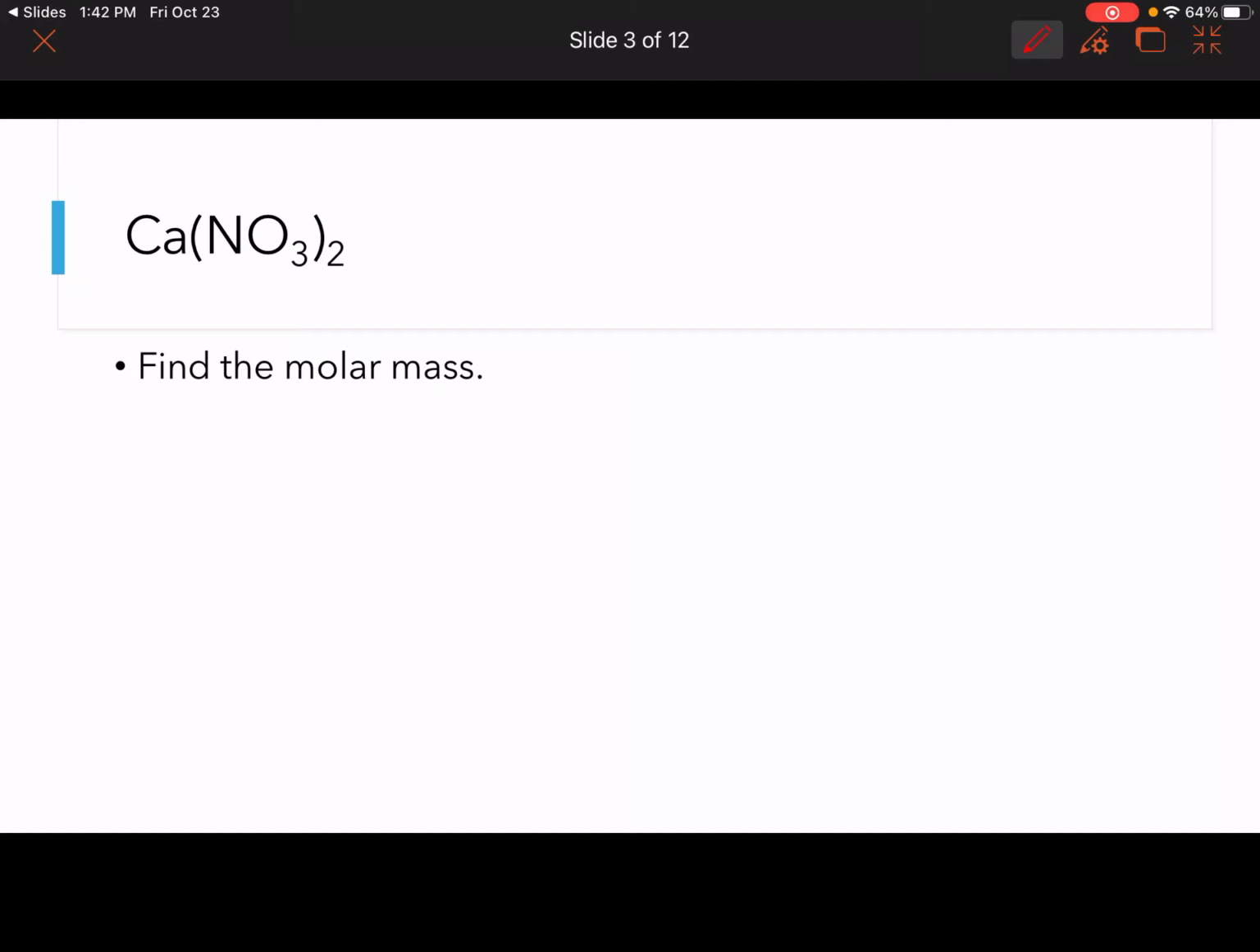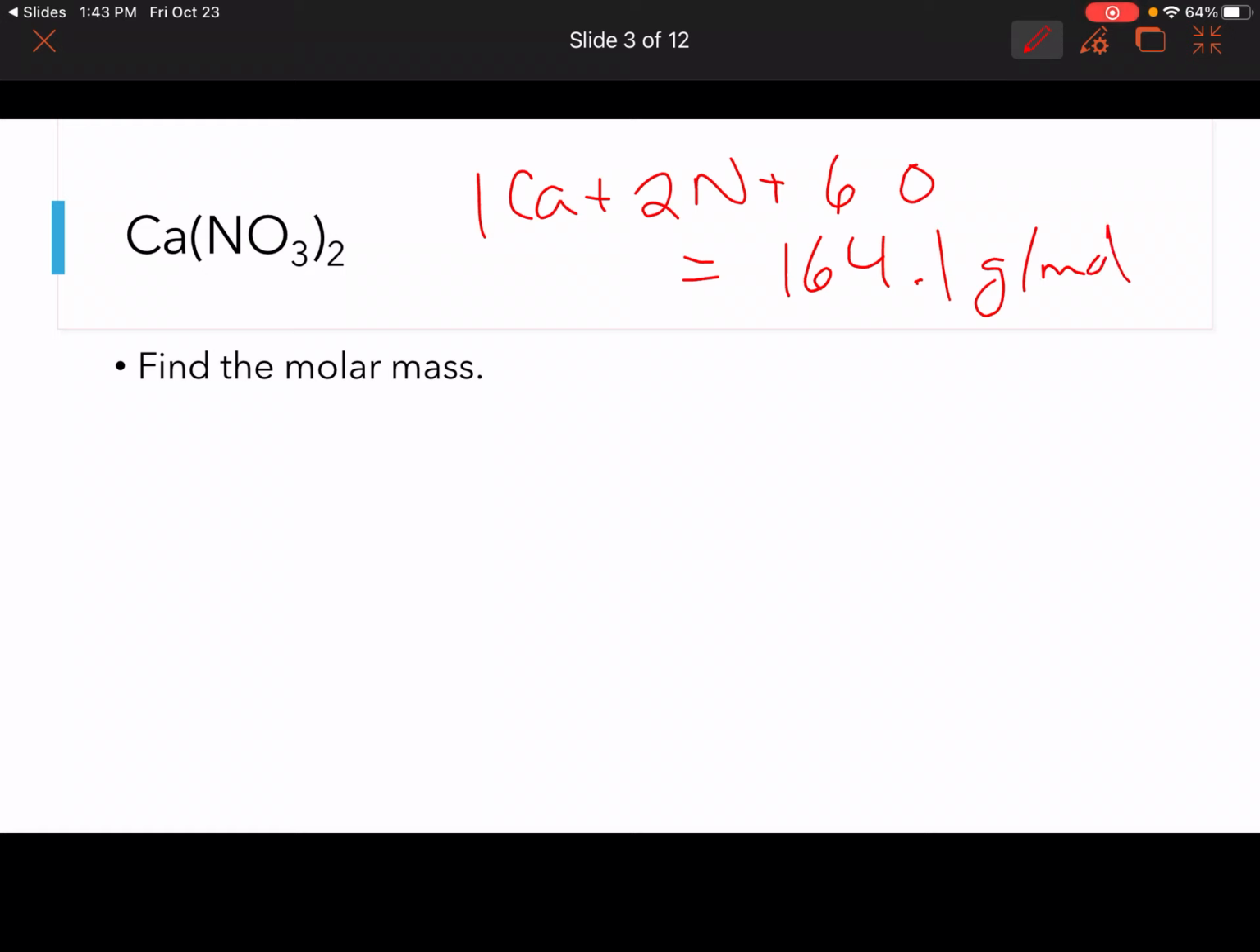Your first step, the question is asking you to find the percent composition by mass. So I'm looking at grams for this. So you're going to go ahead and find the molar mass. You're going to add those all up together. So 1 calcium plus 2 nitrogen plus 6 oxygens. And if you do that, you end up with a mass of 164.1, and the unit is grams per mole, okay? So that is your molar mass of calcium nitrate here.